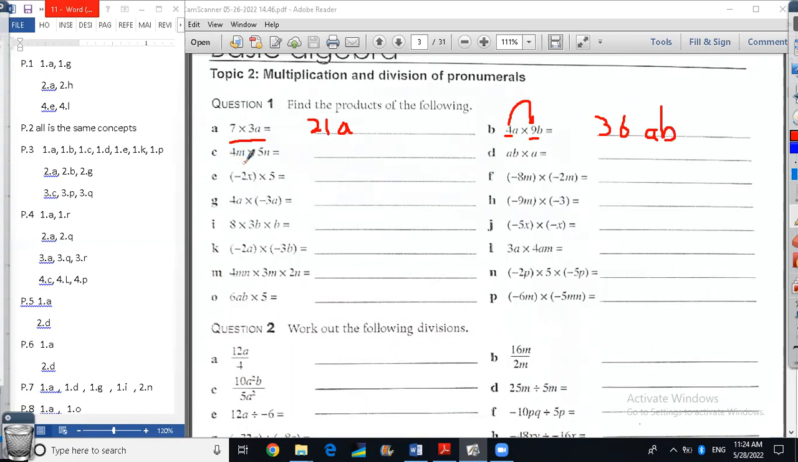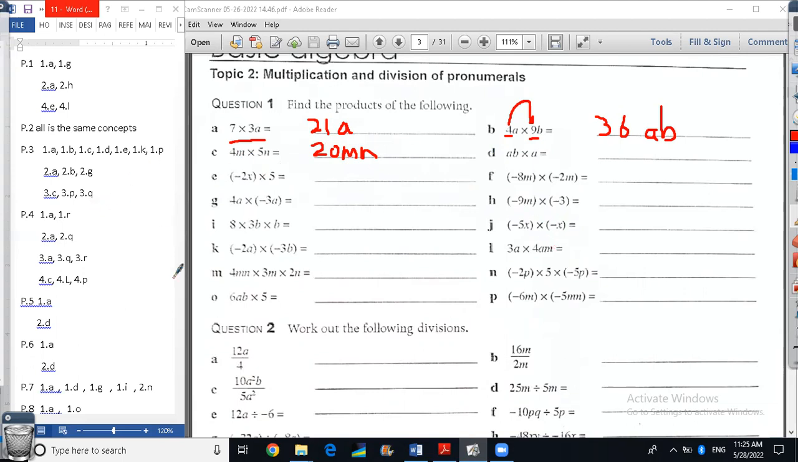All right, here. Let's talk about 1C and 1D. 4 times 5 is 20. M times N is MN. That's a multiplication, yes. M times N is MN. A times B is AB. X times Y is XY, and so on.